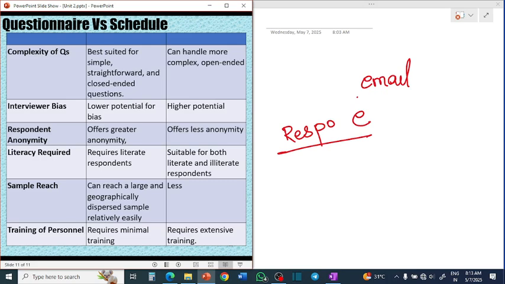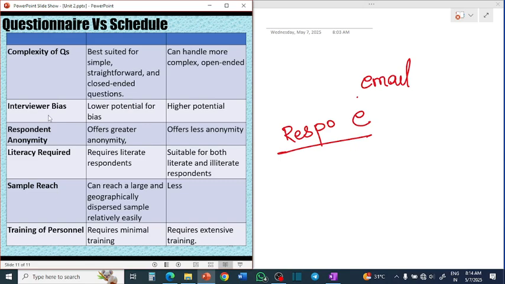Then we come on to the complexity of questions. The person has to self-administer. That's why the complexity of questions is low. And on the other hand, if we go on to the schedule, the complexity of questions can be high because the enumerator is present to provide an understanding of the particular questions.